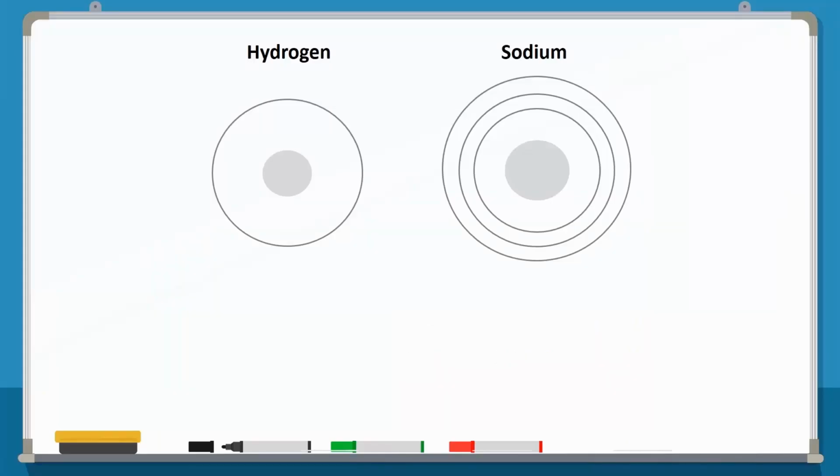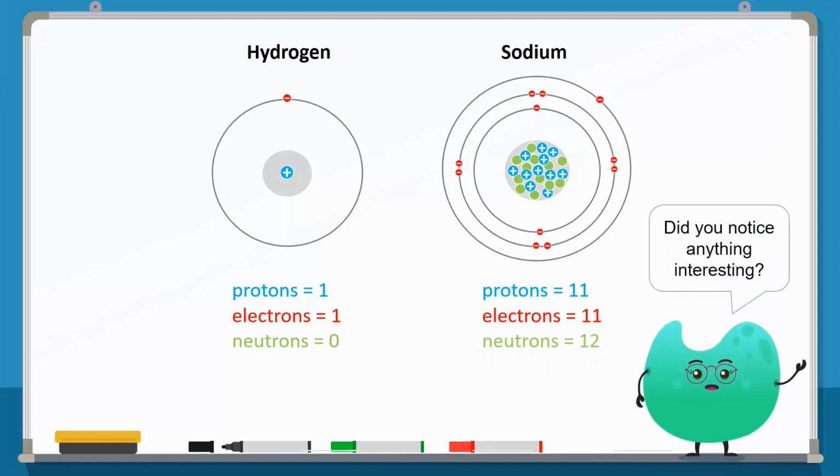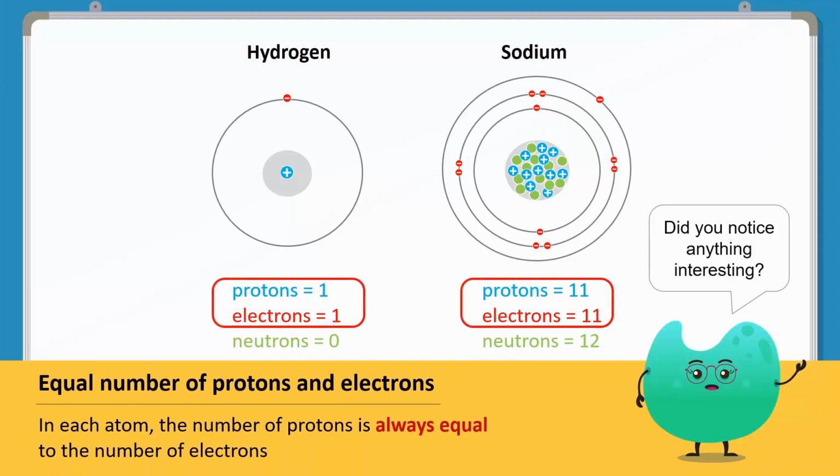Let's look at the following atoms a little closer. The hydrogen atom has one proton, one electron, and is the only atom that has no neutrons. The sodium atom has 11 protons, 11 electrons, and 12 neutrons. Did you notice anything interesting? In each atom, the number of protons is always equal to the number of electrons.